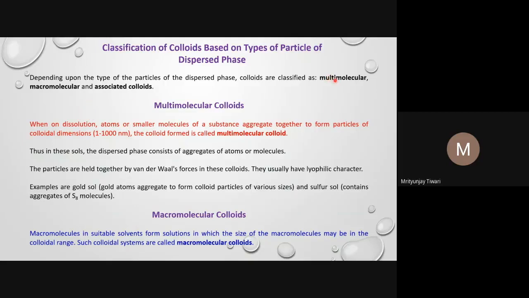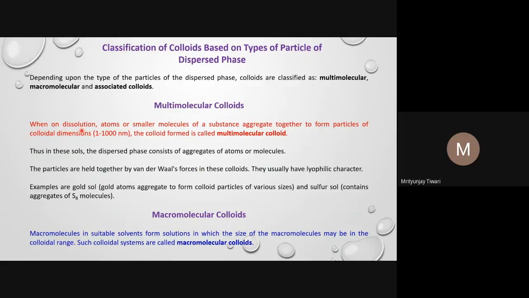The multimolecular colloids, as the name itself defines, are those where many molecules aggregate to form the colloid particles. Then the macromolecular is only one molecule, but a very large molecule, whose dimension is that of the colloidal particles. And for associated colloids, you will see what the difference is from multimolecular colloids as we proceed further. Now let's see the multimolecular colloids.